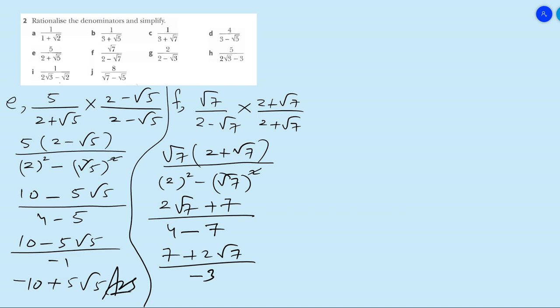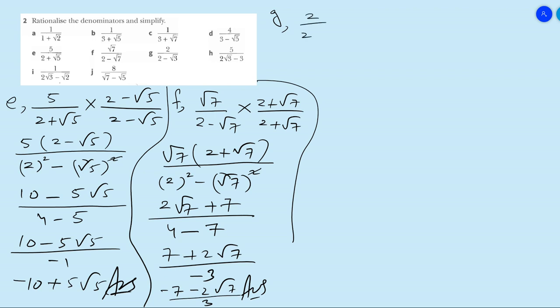Multiply this minus sign by the whole numerator. It will be minus 7 minus 2 root 7 upon 3. So whenever you see the negative sign in the denominator, you just multiply that negative sign by the numerator. Now come to part G.